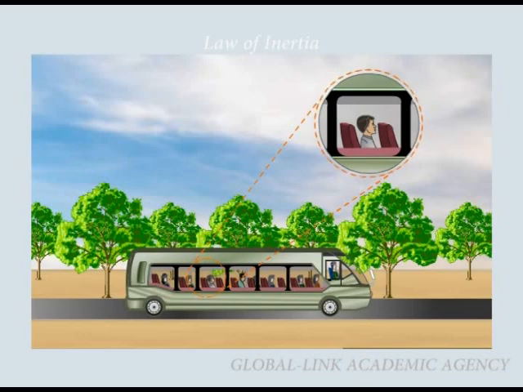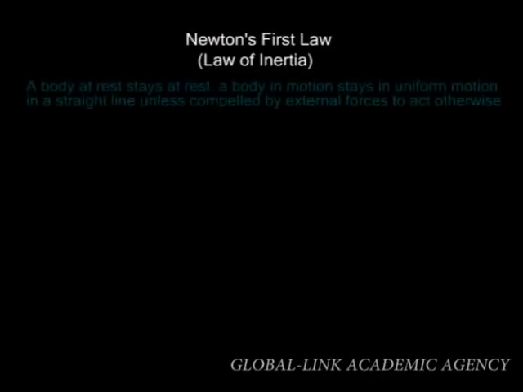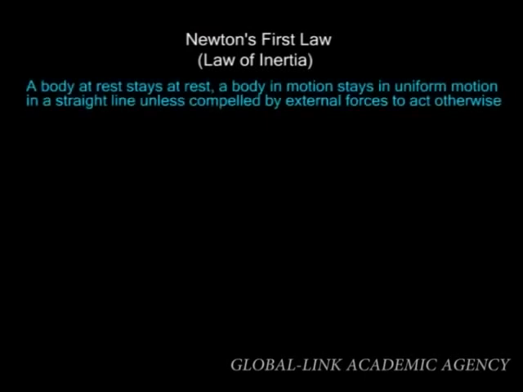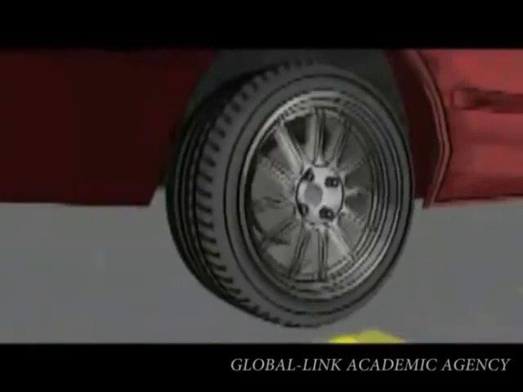Newton's first law of motion is also called the law of inertia and states that a body at rest stays at rest. A body in motion stays in uniform motion in a straight line unless compelled by external forces to act otherwise. It is quite obvious that stationary objects do not move on their own, but it's hard to think that a moving body will stay in motion forever. And the reason it does not happen is because unseen forces act on the body.